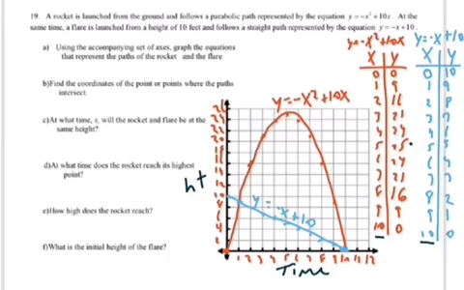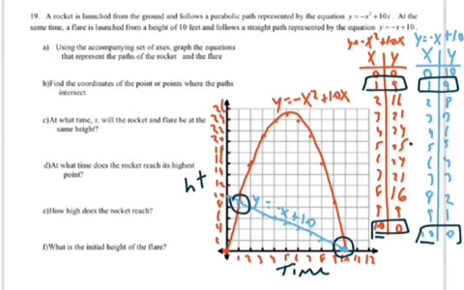Now the questions that go with this, for part B, they ask to find the coordinates of the point or points where the paths intersect. The line and the parabola intersect at 2 points. You can see that on the graph. You can also see that on the table where you have 1, 9 in both of the tables, and you also have 10, 0. Since they want it as a coordinate, do not forget to put in parentheses (1, 9) and (10, 0).